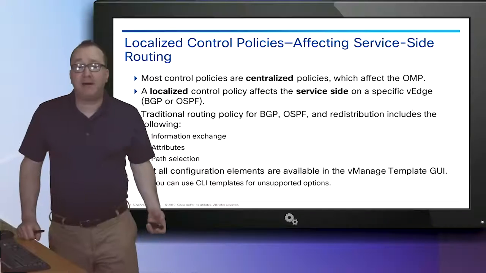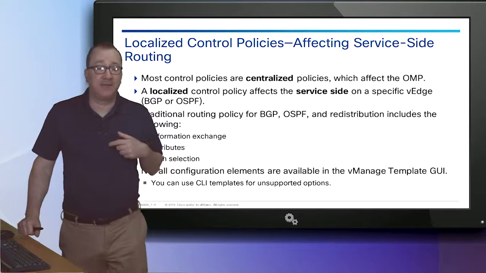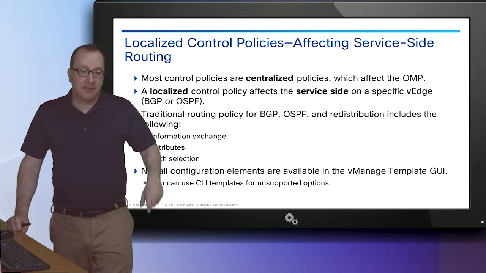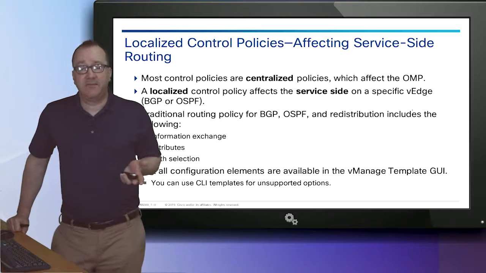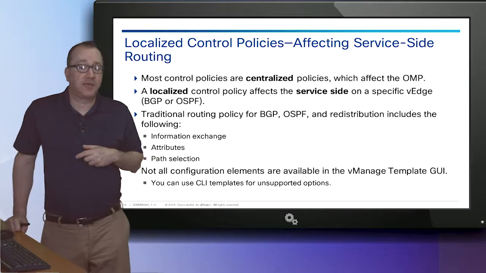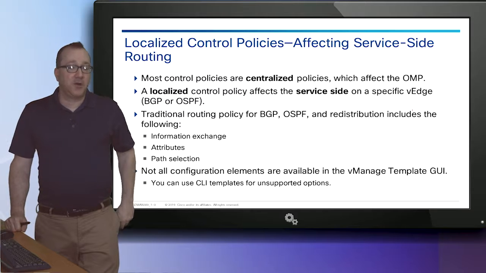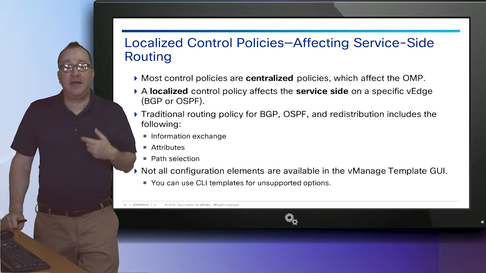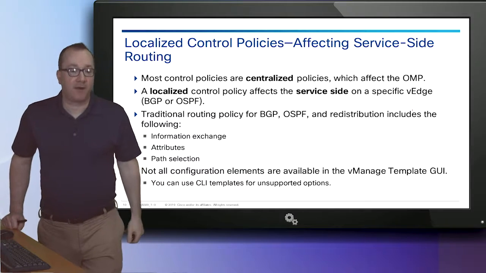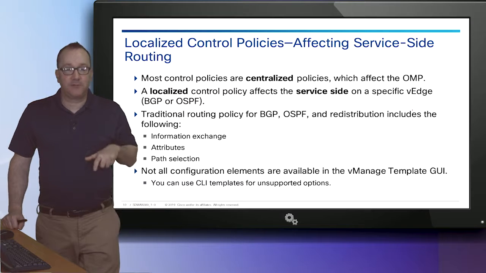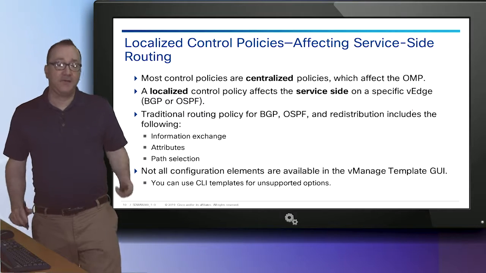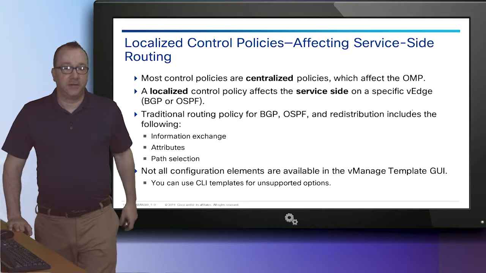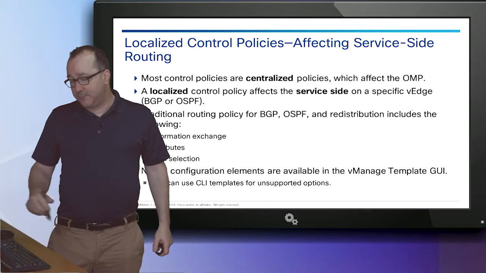So most control policies are going to be centralized policies which affect those transport networks. Localized control policies are going to affect the service side routing at a single site on a specific vEdge router. Localized control policies are like traditional routing policies in a network. We're going to recommend you use the vManage GUI templates to define policies and not CLI templates. CLI templates are more generic, but also far more error prone. Due to the large number of routing options and parameters for BGP and OSPF, some routing options are not available through the GUI method yet. For such cases, your only option is the CLI. Okay, and as we move through this.